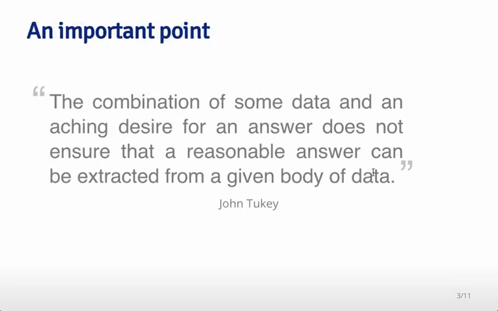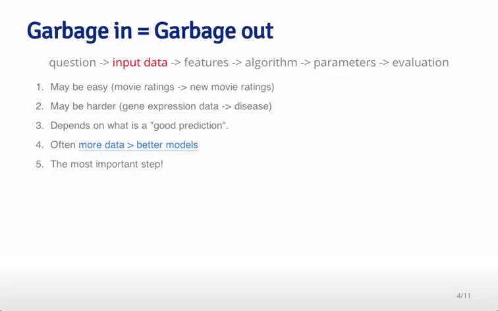So an important point that I think is worth hammering home was first quoted by John Tukey, which is that the combination of some data and an aching desire for an answer does not ensure that a reasonable answer can be extracted from a given body of data. In other words, an important component of knowing how to do prediction is to know when to give up, when the data that you have is just not sufficient to answer the question that you're trying to answer.